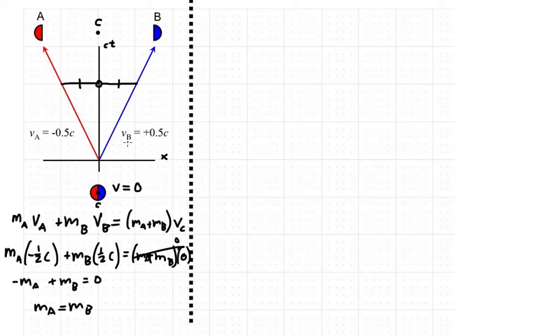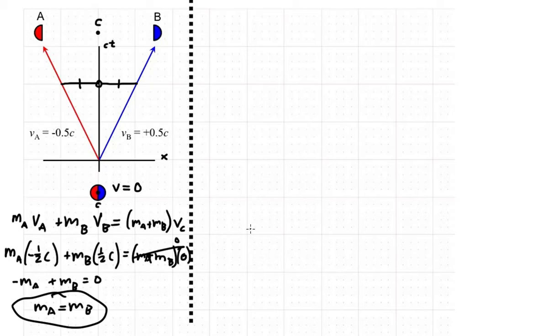And this is nothing special. This is exactly how it would work in classical mechanics. An object that's initially at rest explodes. The two halves go in opposite directions, and at some time in the future, after the explosion, you notice that they are both the same distance from the center of mass. You could then conclude they have the same mass. Nothing special here. We'll just circle that.